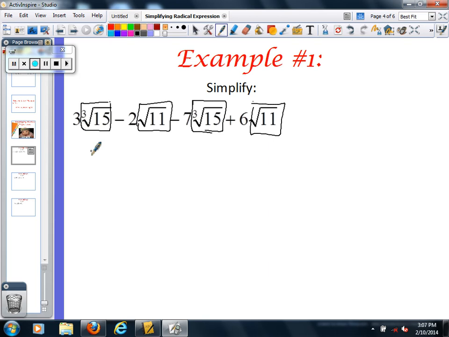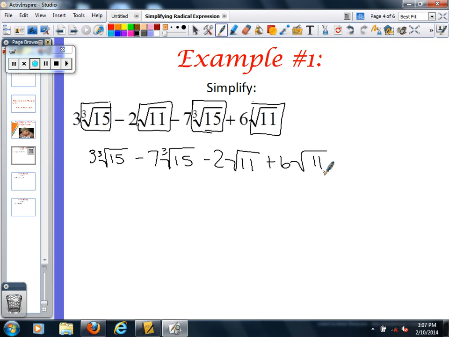So for example, I would rewrite this as 3 cube root of 15 minus 7 cube root of 15 minus 2 square root of 11 plus 6 square root of 11. And now I add or subtract the coefficients. So 3 and negative 7 is negative 4, and that is the cube root of 15. And then plus negative 2 and positive 6 is plus 4 square root of 11.